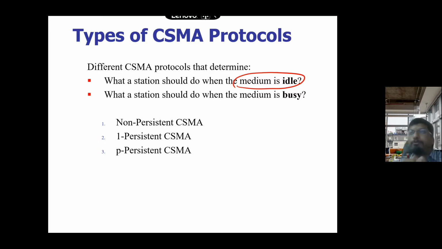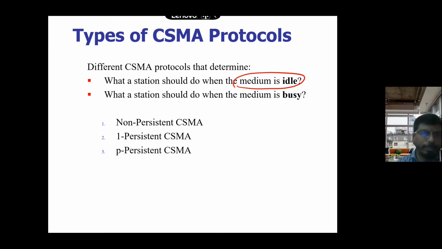And similarly, if I find out the medium is busy, how long will I wait for the medium to be idle? So as soon as the medium becomes idle, can I transmit? Should I have to wait for a random amount of time as soon as the medium becomes idle? All these questions come in. So what should I do when the medium is busy? Should I have to wait? How long should I have to wait? Should I wait till the medium becomes idle? If the medium is idle, can I immediately transmit? These kinds of questions started coming.